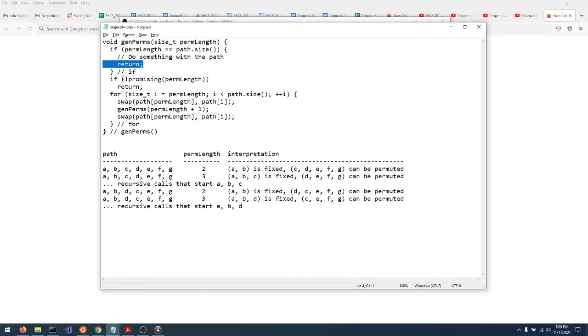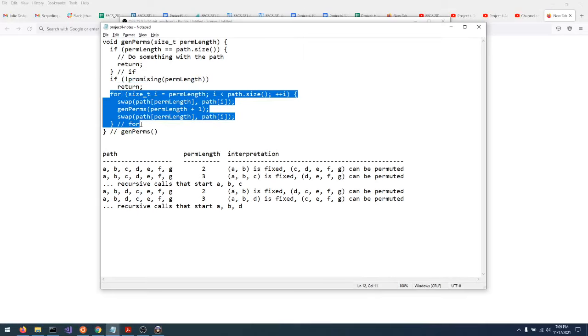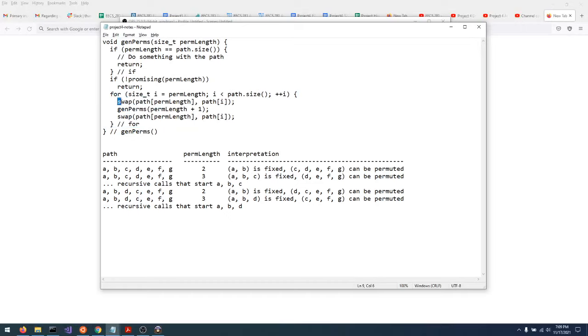Okay. If we're not a base case, we've got to check if it's still promising. We'll talk about that in a bit. If it's not promising, we go back and we make a different choice. And here's the guts of GenPerms. This is the part that runs through every possible permutation. It says basically swap something, basically pick someone new to be part of the path.